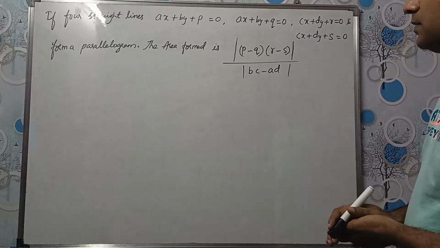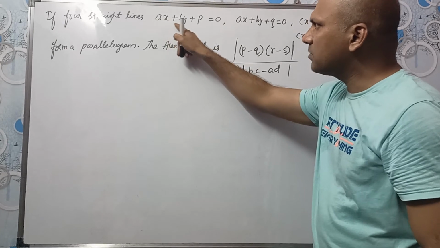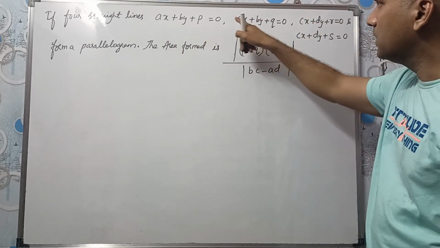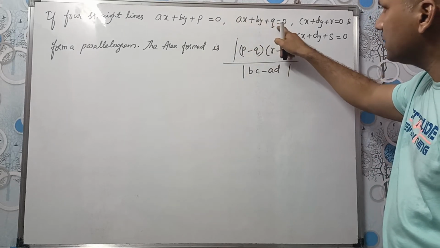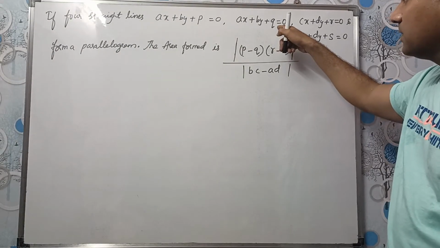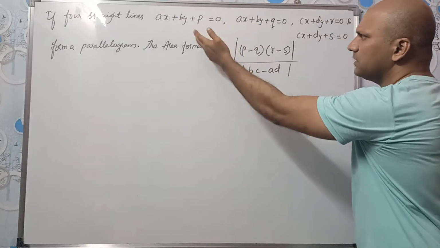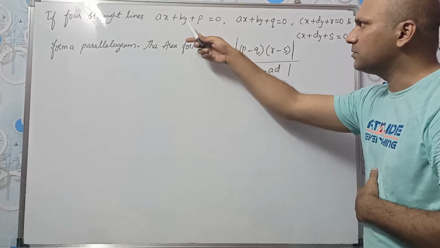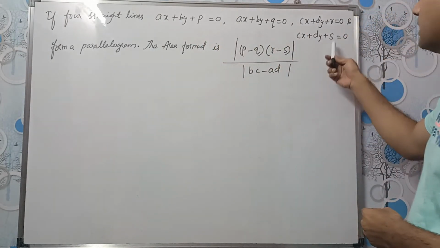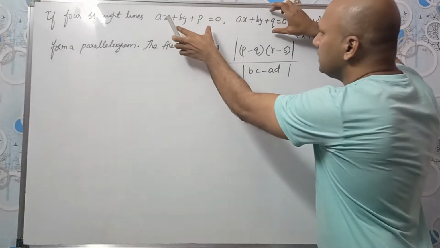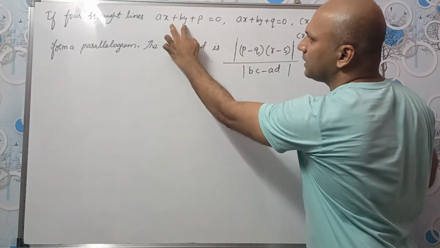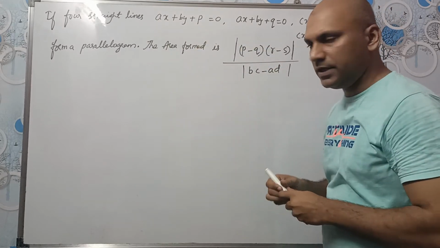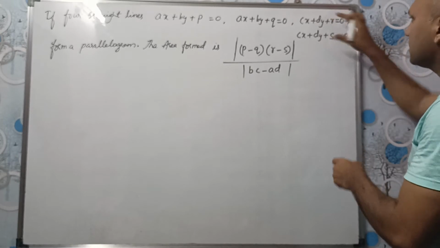Okay, see, in some books this is given as a1x plus b1y plus c1 is equal to 0, a1x plus b1y plus c2 is equal to 0, right? Okay, it will make no difference. We are just changing the standard forms, right? We are writing these lines in terms of a, b and p, q, r and s. Now see, clearly these two lines are parallel to each other, ax plus by, ax plus by. Only the constant term is changed, right? Alright, and these two lines are parallel to each other.